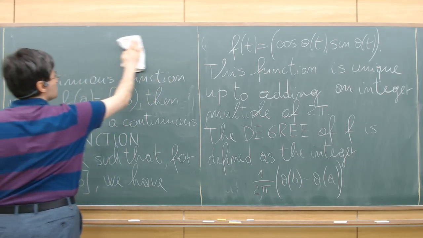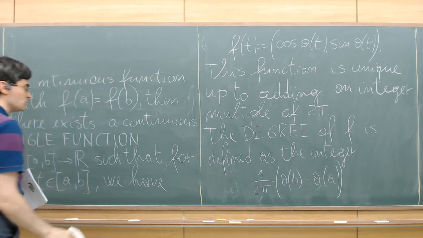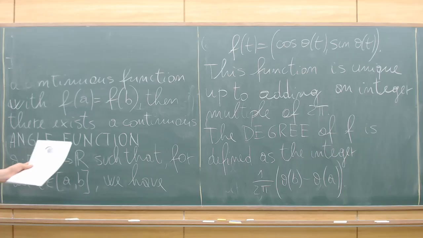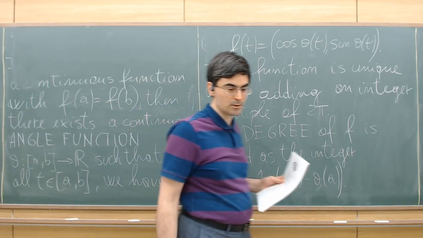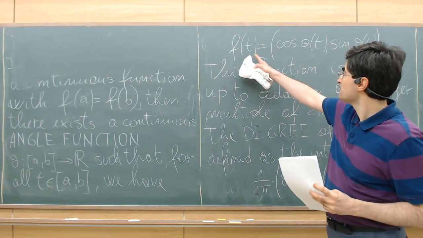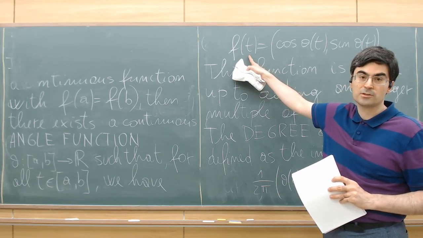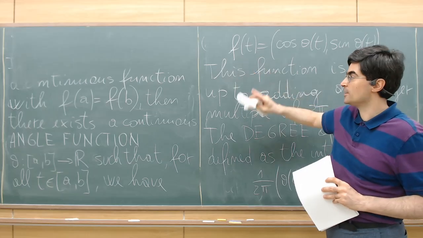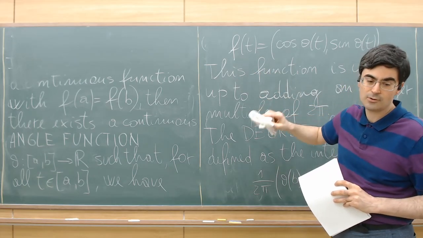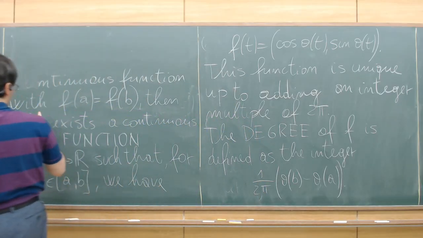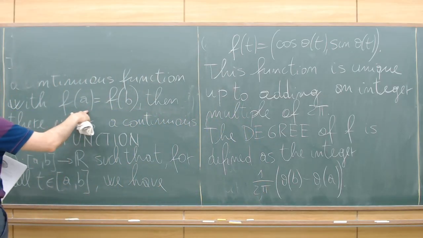So this definition here is more general than the one you already know, because here we are not looking at a function f which is the unit speed velocity vector of a curve. It is just a function with values in S1 which is continuous and satisfying this additional condition.